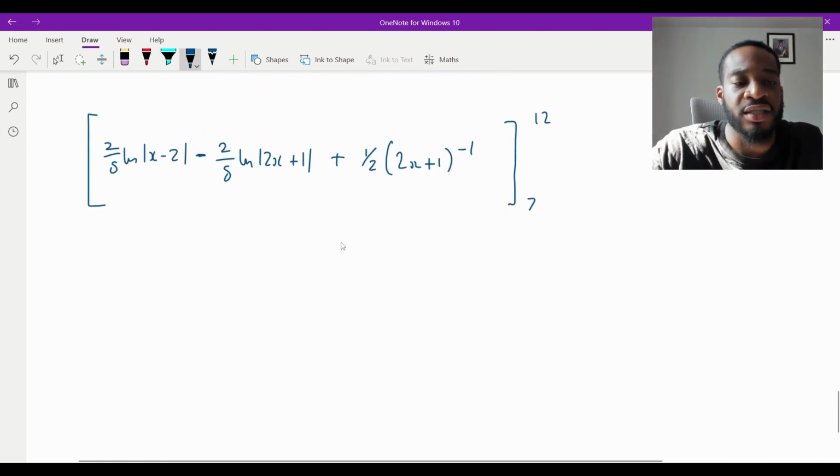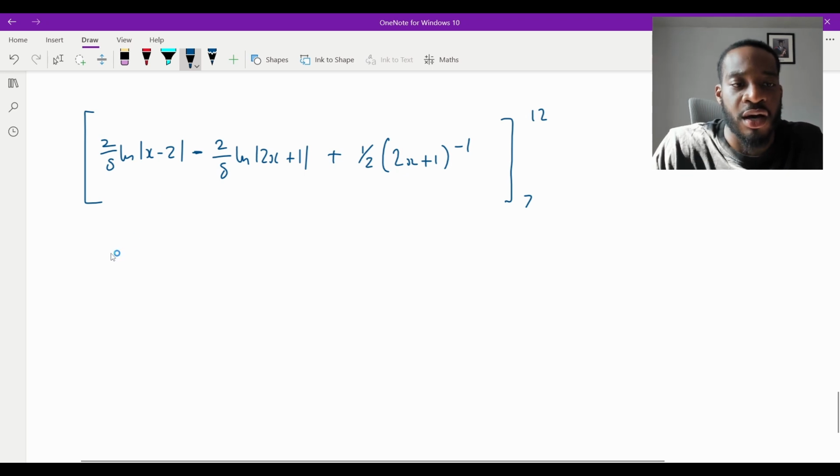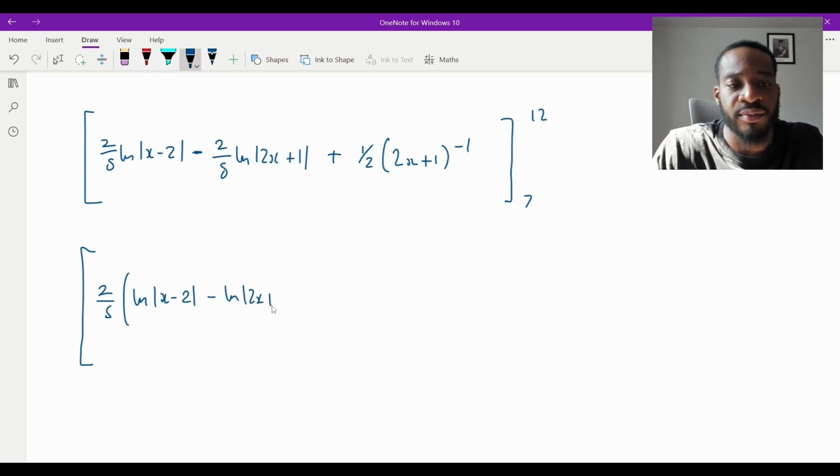What I can do first is use log laws. If I take out a factor of 2/5 like that, then from the first two terms anyway, I write a bracket: ln of (x minus 2) minus ln of (2x plus 1), like that. And then we can use our log laws to put it in one. I'm just doing it step by step, so it's super, super clear. I'm sure you guys will be able to do it in one go, which is fine.